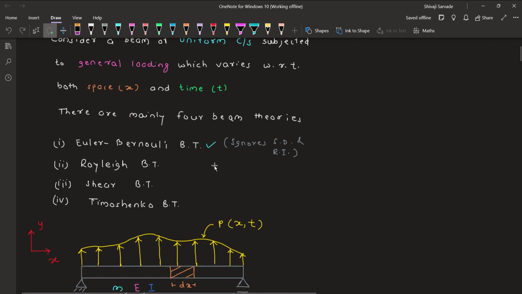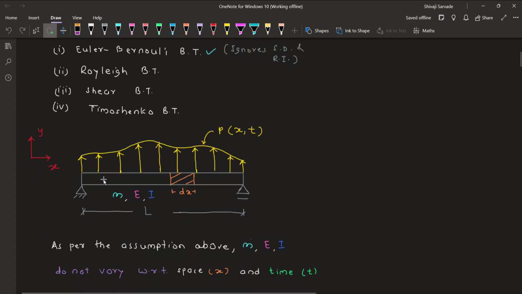t. Now there are mainly four beam theories. So we have Euler-Bernoulli beam theory, we have Rayleigh beam theory, we have shear beam theory, and we have Timoshenko beam theory with certain underlying assumptions. So for the sake of simplicity, we will be considering Euler-Bernoulli beam theory, which ignores shear deformations and rotary inertia. So that simplifies our derivation to a great extent, and for all practical purposes this Euler-Bernoulli beam theory is valid.